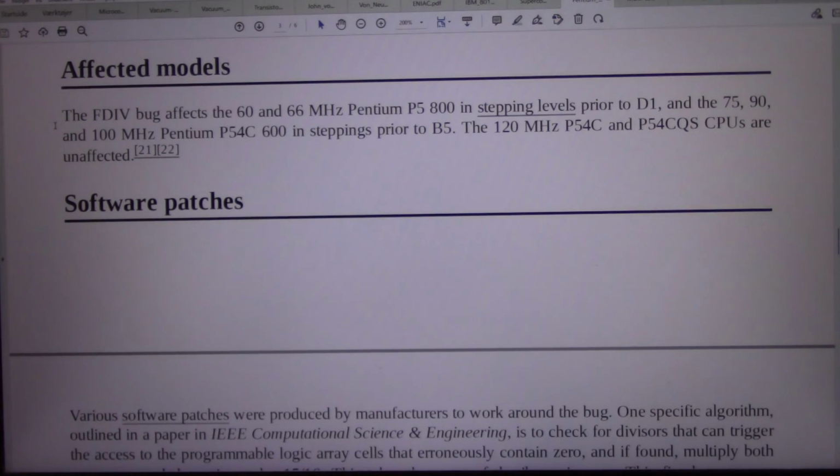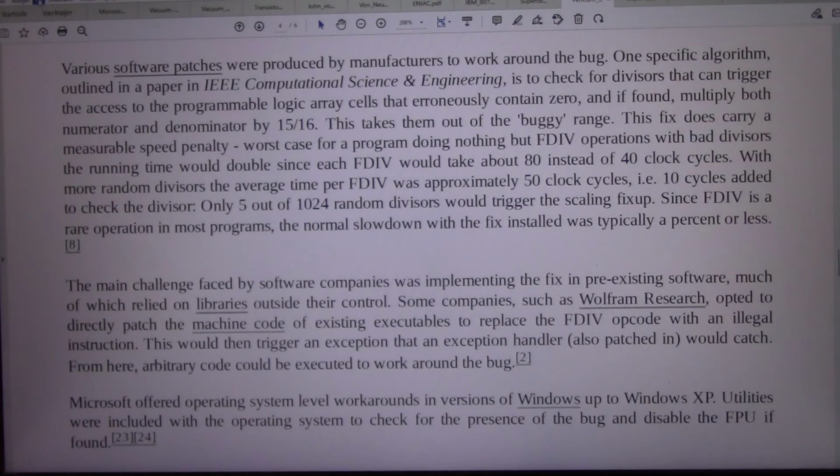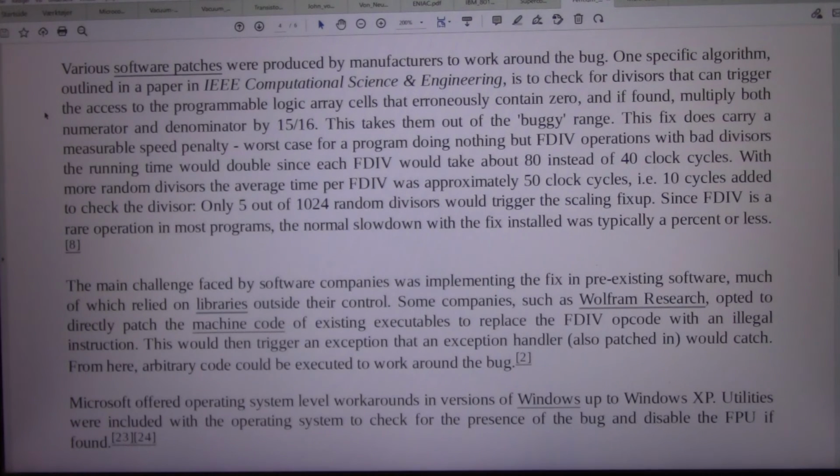Software patches. Various software patches were produced by manufacturers to work around the bug. One specific algorithm outlined in a paper in IEEE Computational Science and Engineering is to check for divisors that can trigger access to the programmable logic array cells that erroneously contain 0, and if found, multiply both numerator and denominator by 15/16. This takes them out of the buggy range.